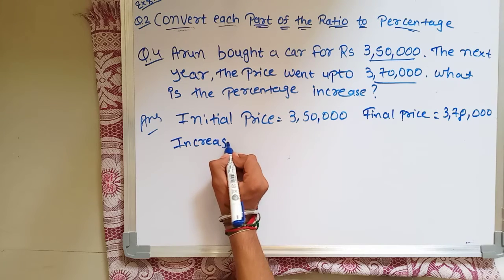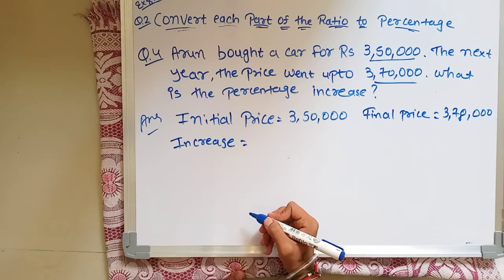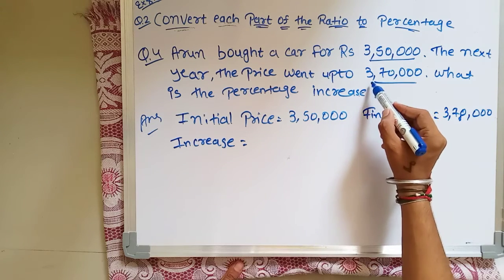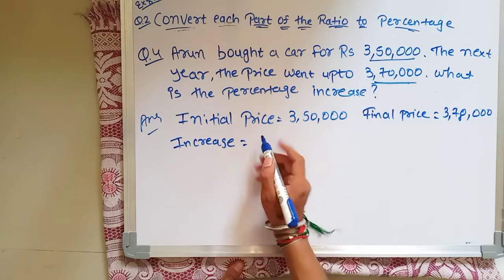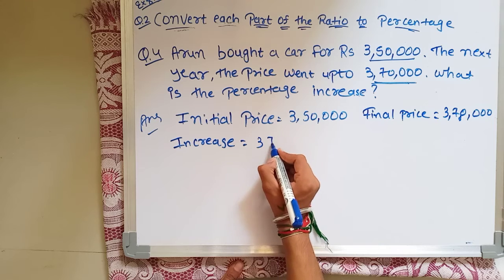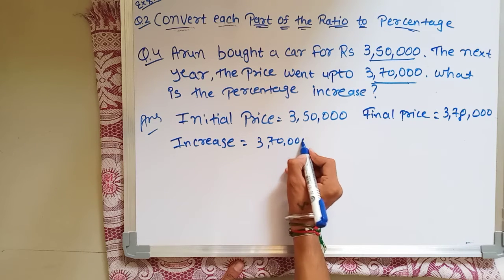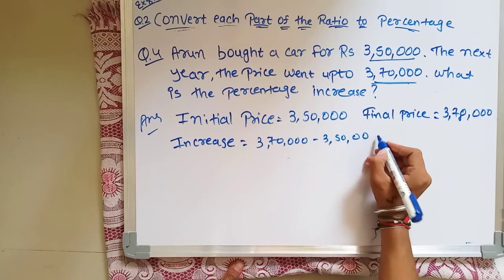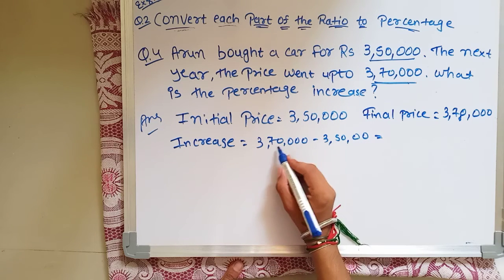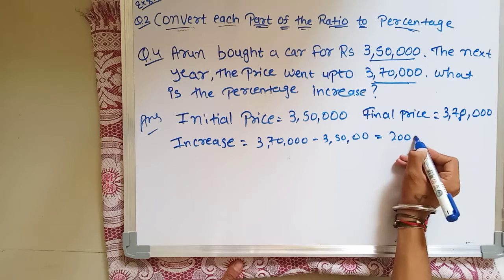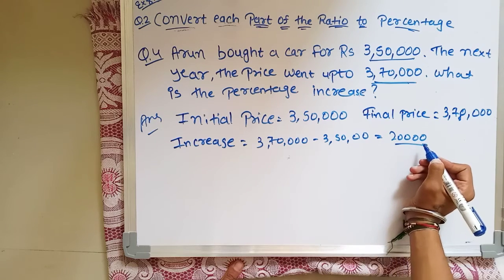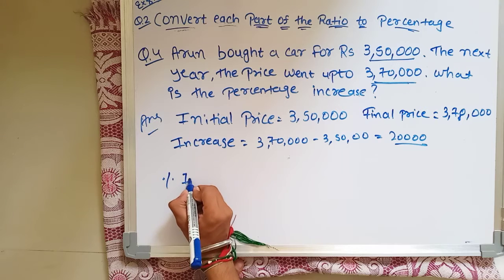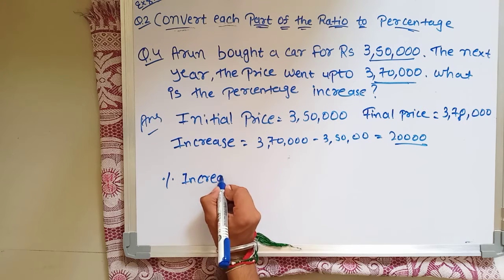How much did the price increase? So we have to subtract final price minus initial price. So 3,70,000 minus 3,50,000. What is the answer? It is 20,000. Okay, you have to subtract. So 20,000 is the price increase. We have to find the percentage of increase in the price of the car.